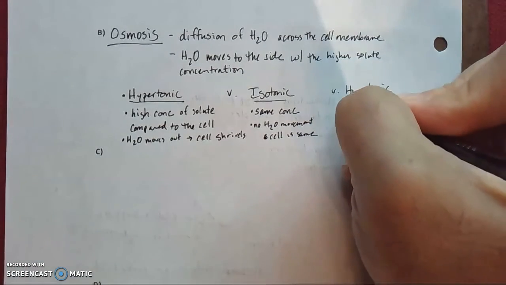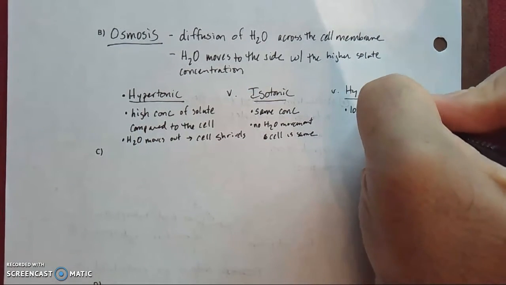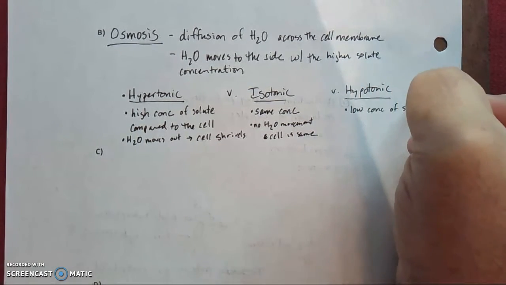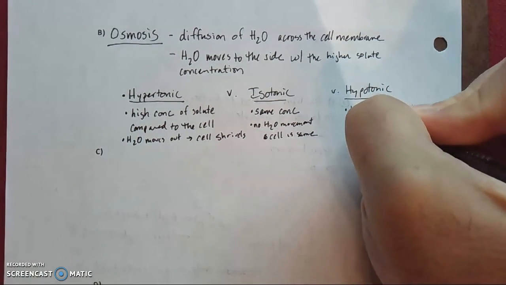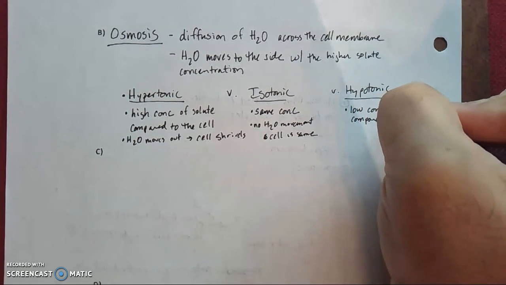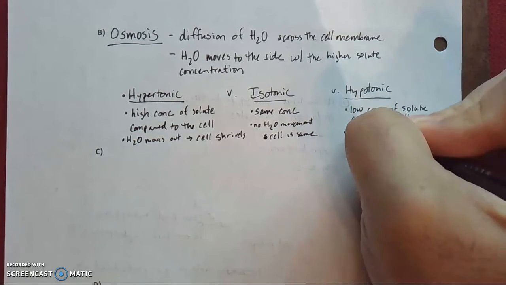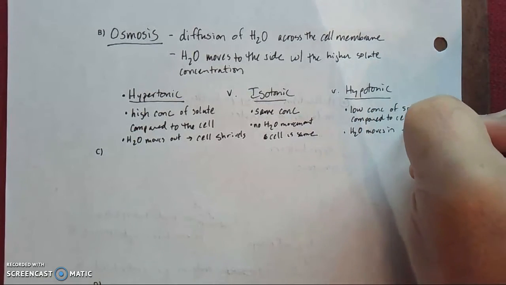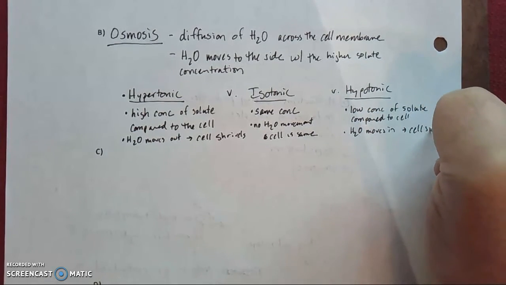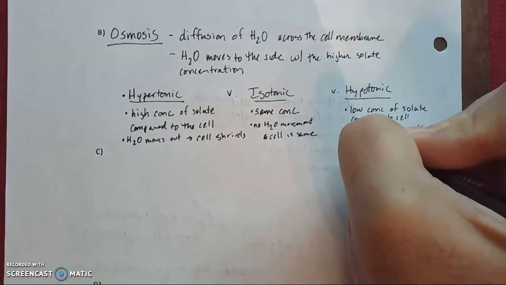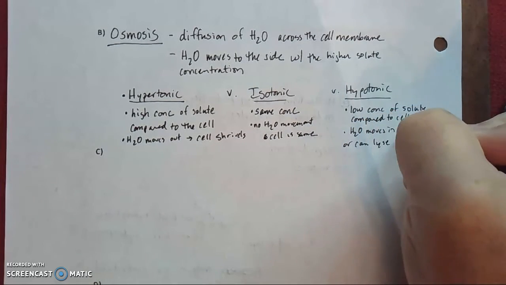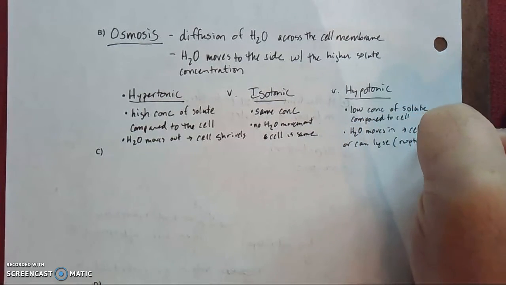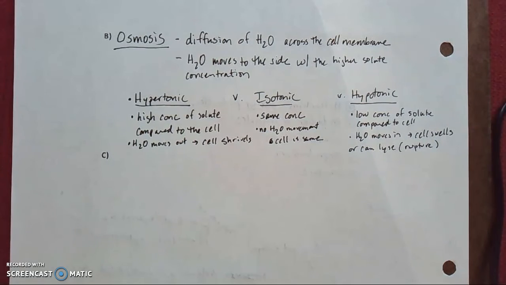Hypotonic. Hypo means below or lower. So we have a low concentration of solute compared to the cell. So water moves in and the cell swells or can lyse, which just means rupture or break or dissolve, whatever you want to say. It's related to the suffix lysis that we talked about.